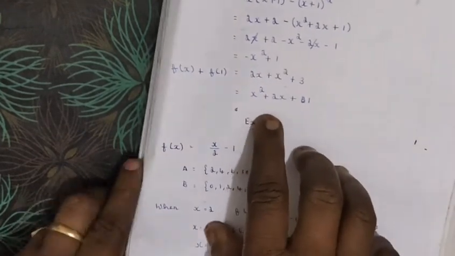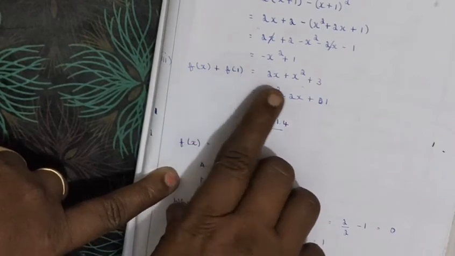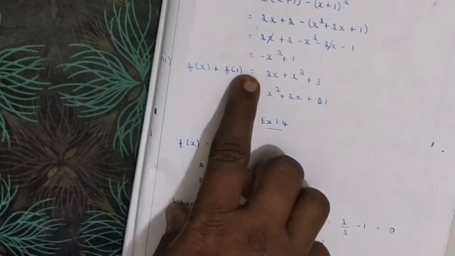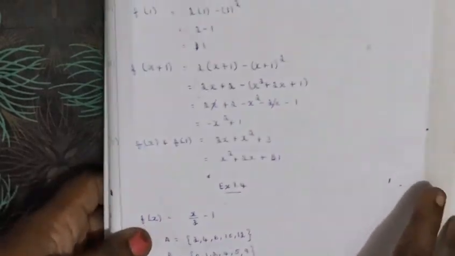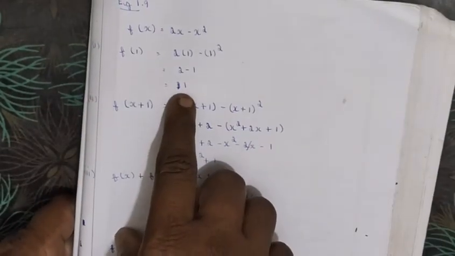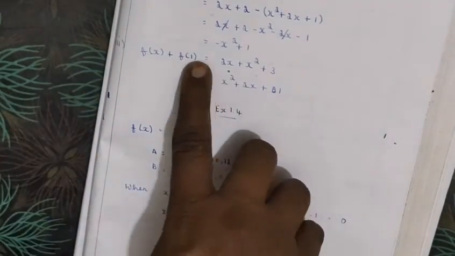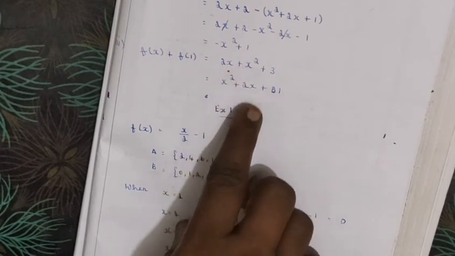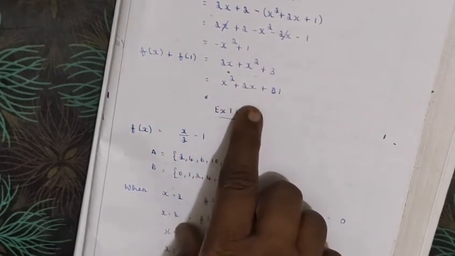Now f of x plus f of 1. In the place of x we can write x itself, and in the place of 1 we can substitute 1. Already we have found out f of 1 equal to 1, so we can substitute here x square. So 2 into x plus x square, so x square plus 2x plus 1. So this is the answer.